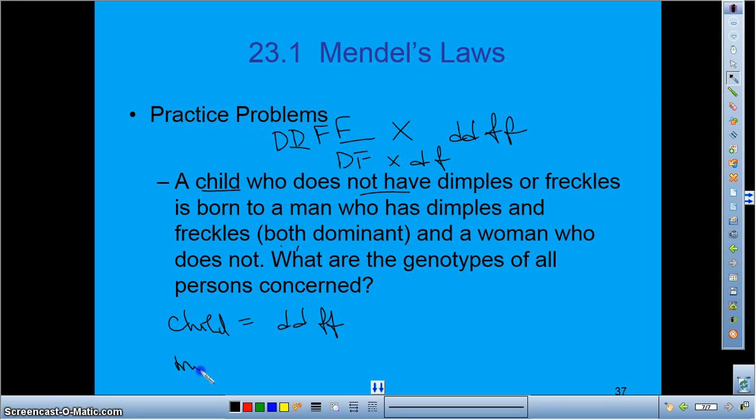We know that the mom's has to be little d, little d, little f, little f. That means that the dad's, in order for this to happen, he's got to be heterozygous for the trait. So he has to be big D, little d, big F, little f in order to show that trait.